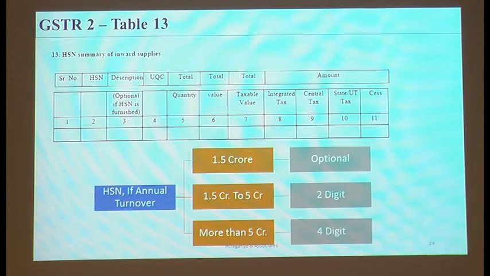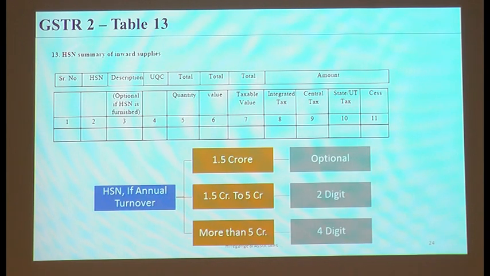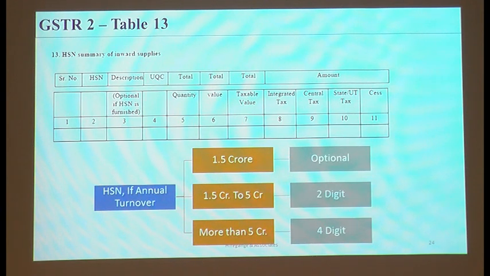So each and every invoice or each and every procurement we have made, first I need to identify the HSN. If it is not given by the supplier, then upload it in table 13 of GSTR 2. And this will take a lot of time because your system may not give this data.